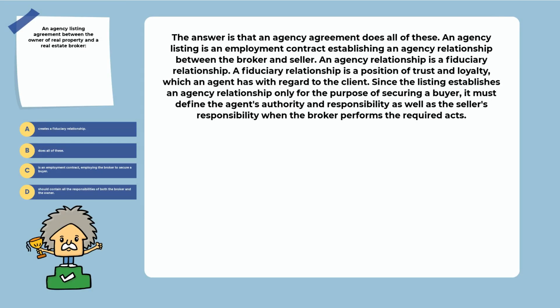Explanation. The answer is that an agency agreement does all of these. An agency listing is an employment contract establishing an agency relationship between the broker and seller. An agency relationship is a fiduciary relationship. A fiduciary relationship is a position of trust and loyalty which an agent has with regard to the client. Since the listing establishes an agency relationship only for the purpose of securing a buyer, it must define the agent's authority and responsibility as well as the seller's responsibility when the broker performs the required acts.